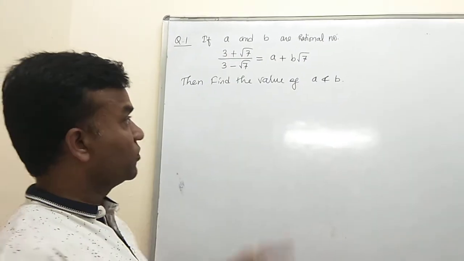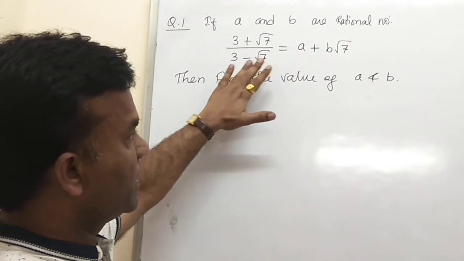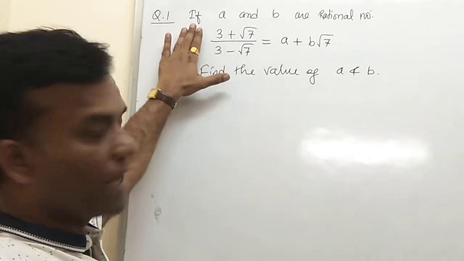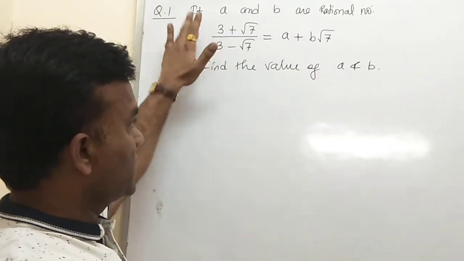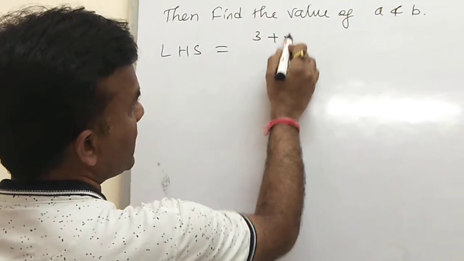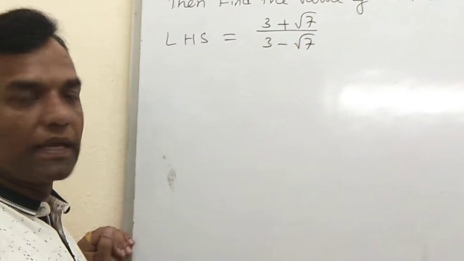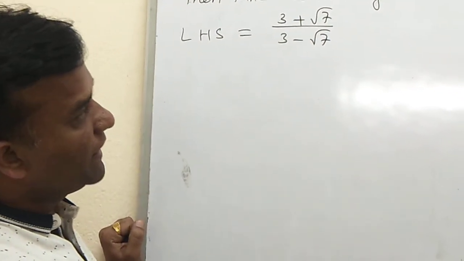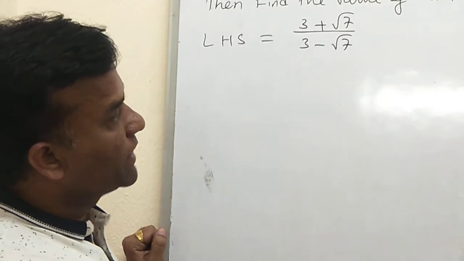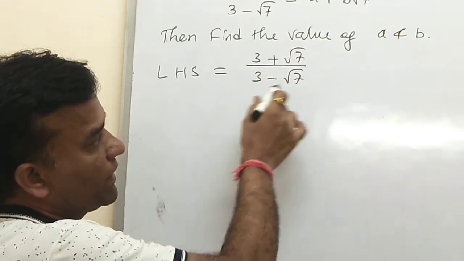And then how you find a and b with the help of rationalization. So first here we have 3 plus root 7 upon 3 minus root 7. So first we simplify this part. It means this is the left hand side and this is the right hand side. So first we take the left hand side: 3 plus root 7 upon 3 minus root 7. This is a very important part for 9th class, and this type of question is mainly asked in examinations: find a and b with different types of rational numbers.